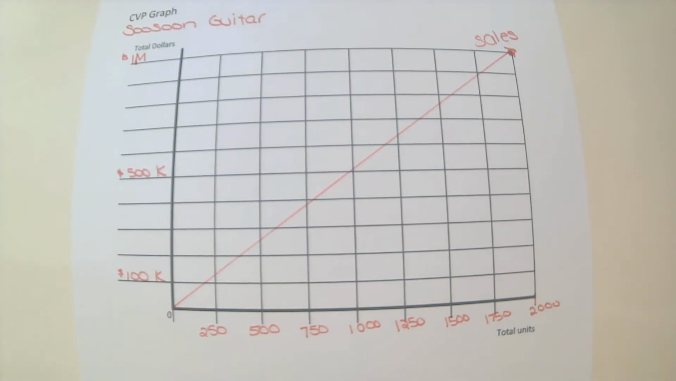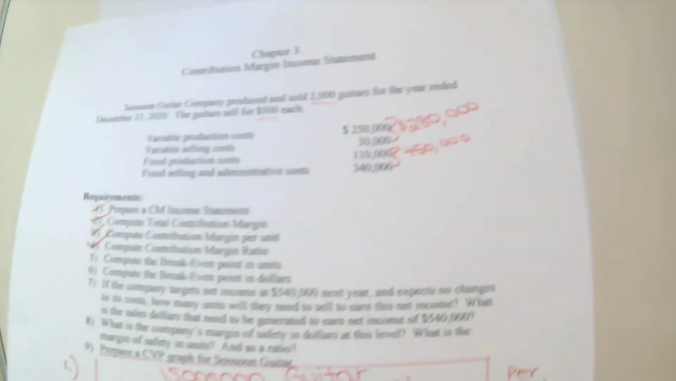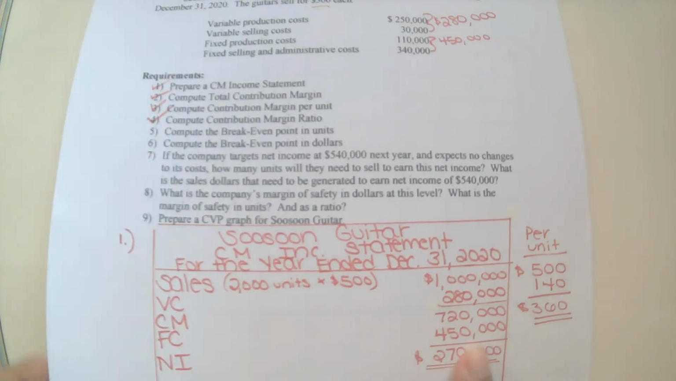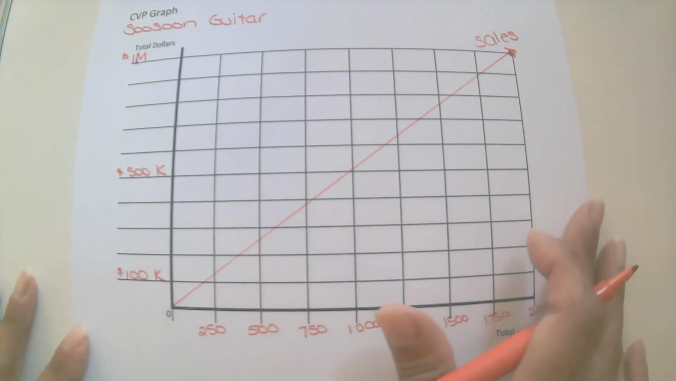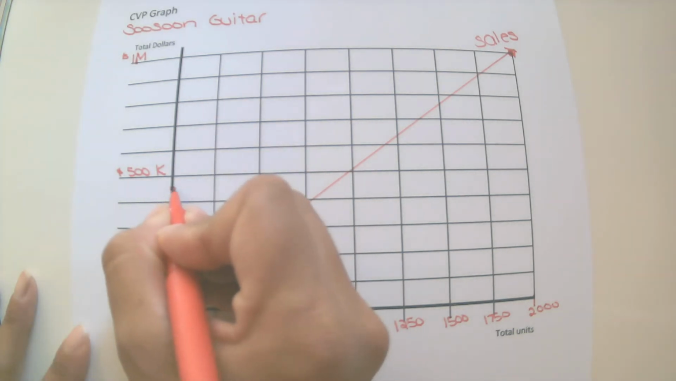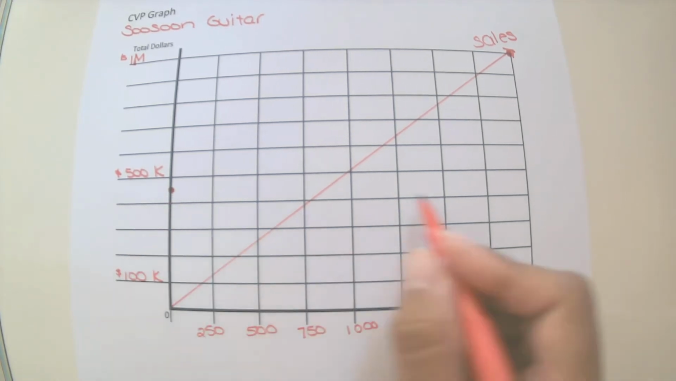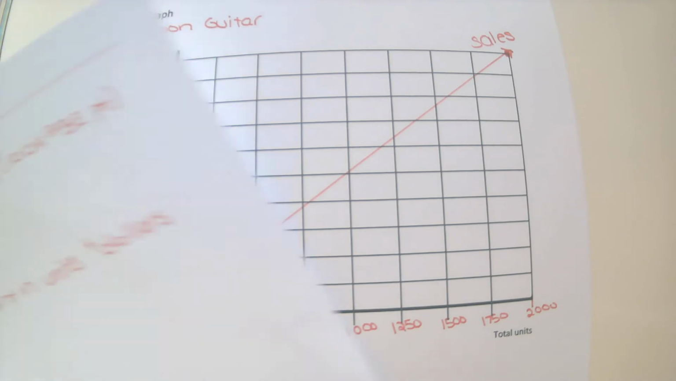All right, our next step in preparing a CVP graph was to plot our fixed cost. So let's go back to that income statement for the company. Fixed costs, we know those won't change, 450,000. Notice it just said to plot the point. Okay, so we're not going to draw a line, we're just going to plot the point. So your fixed cost at 0 is $450,000. Because even if you sell 0, you still have that cost. It is constant. All right, we did that.